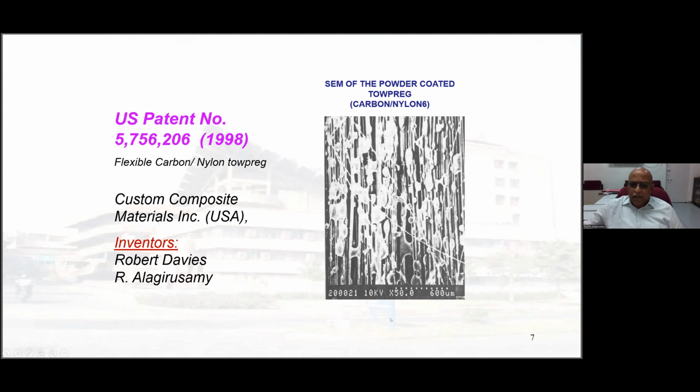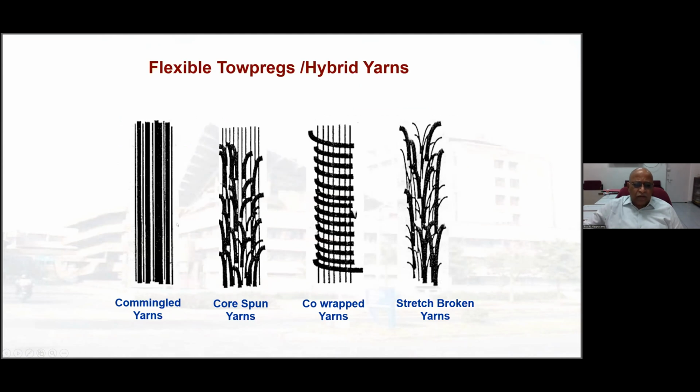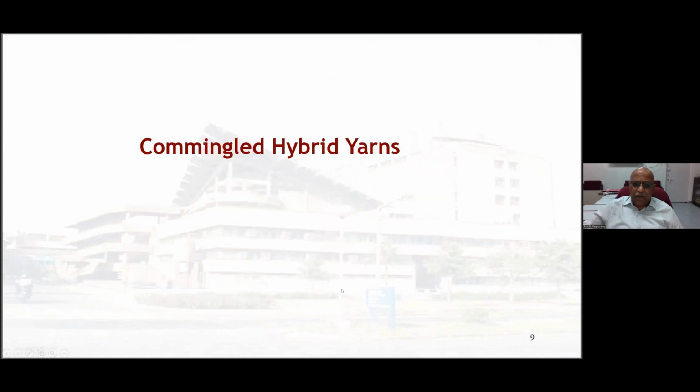There are other approaches like the commingled yarns, where the reinforcing fiber and matrix forming material are in the form of filaments, then core spun yarns, with reinforcing fibers in the core and matrix forming material on the sheath, and co-wrapped yarns, stretch broken yarns. These are all available techniques, right? So if these techniques are suitably used, then one can effectively overcome this problem of melt viscosity.